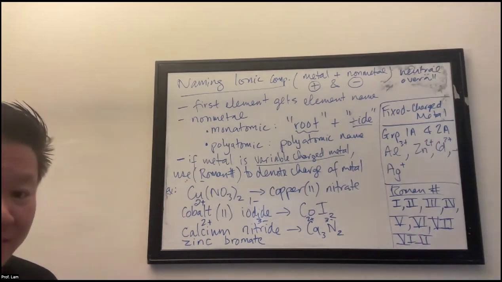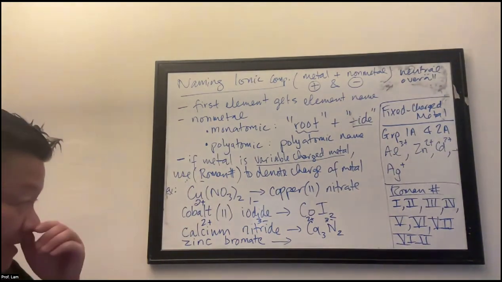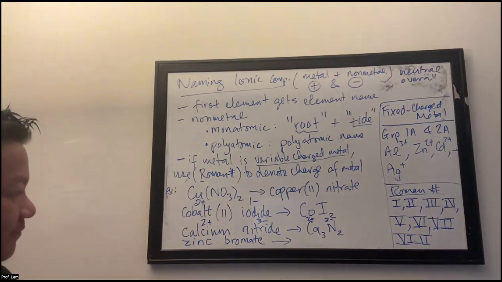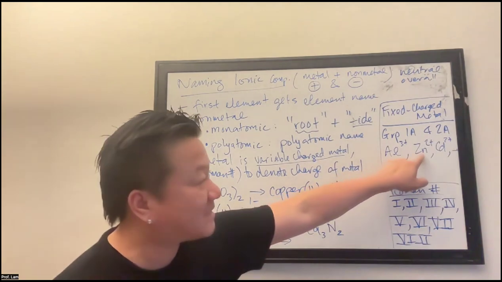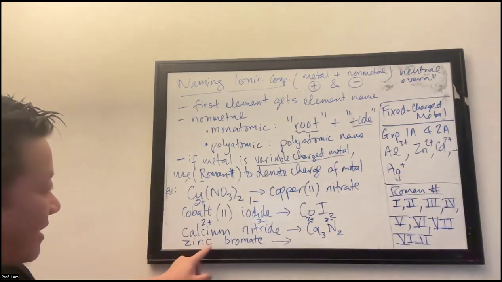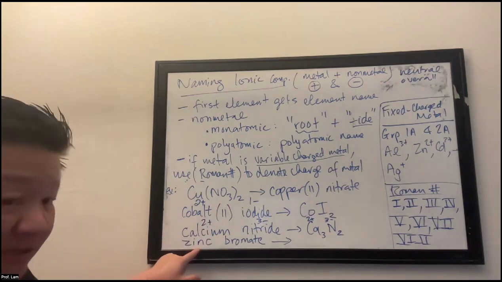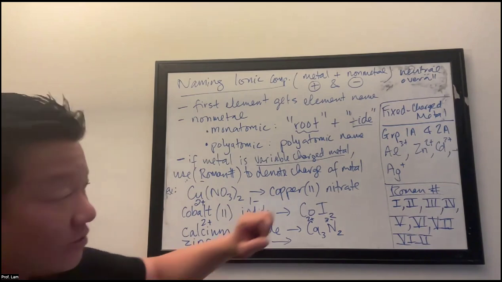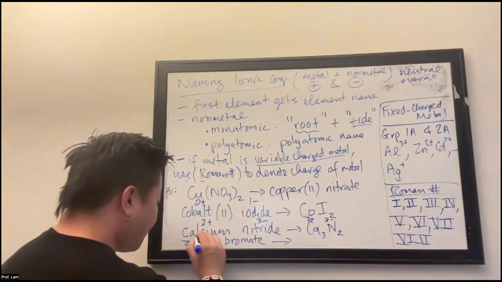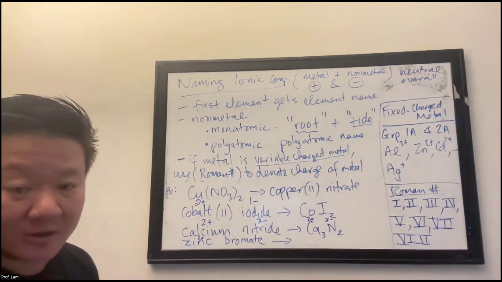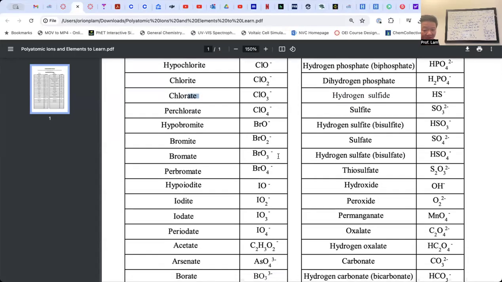Okay, let's do zinc bromate. So zinc is a fixed charge metal. You guys remember? So you're not gonna have the parentheses to tell you what charge it is. In cobalt you did, but they're not gonna write that for zinc because you're supposed to know that. You're supposed to know that zinc is 2 plus, so that's why you want to memorize that. So zinc is 2 plus. Bromate, let's go ahead and look on here for now since we don't know it as well. Bromate is BrO3 minus.